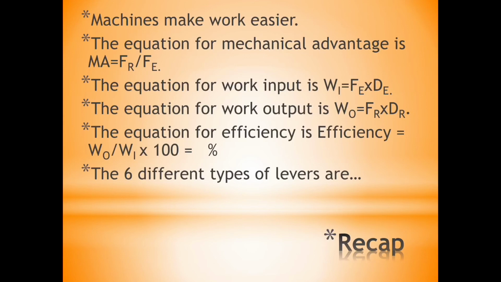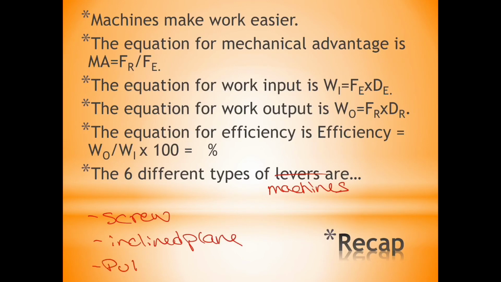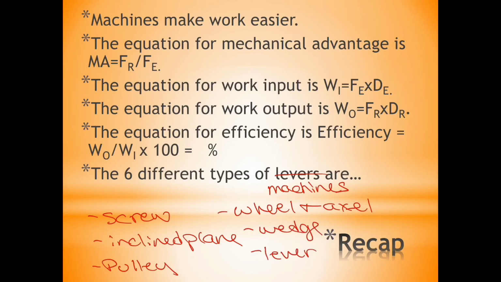And we know that the 6 different types of machines are a screw, an inclined plane, a pulley, a wheel and axle, a wedge, and a lever. And we also know that there are 3 different classes for levers.